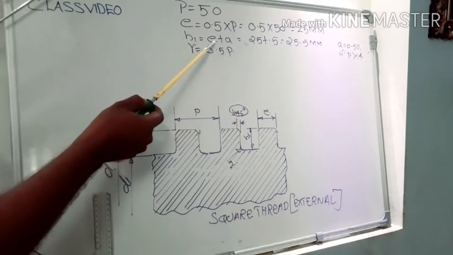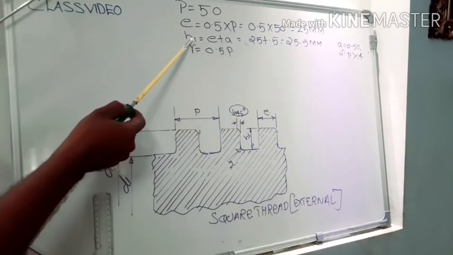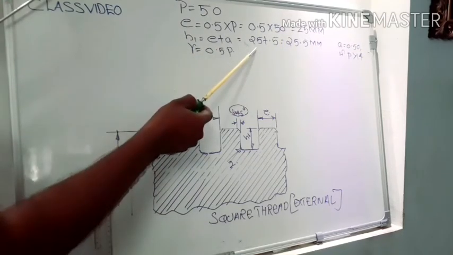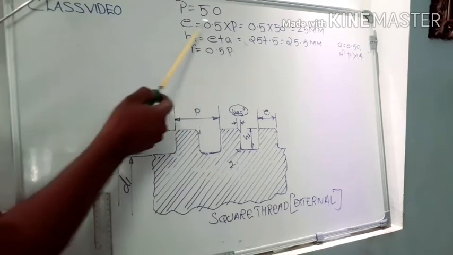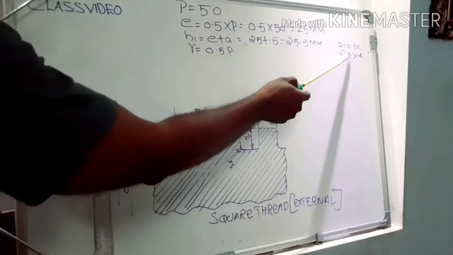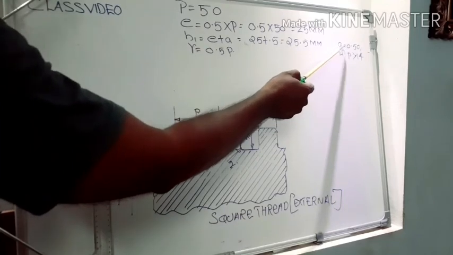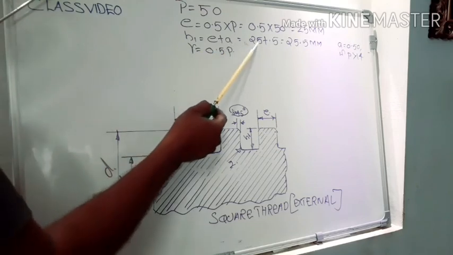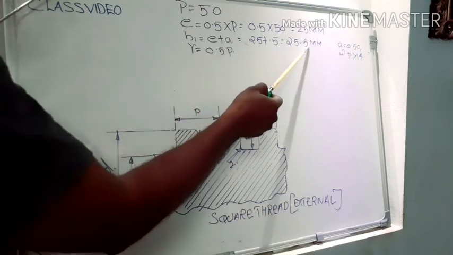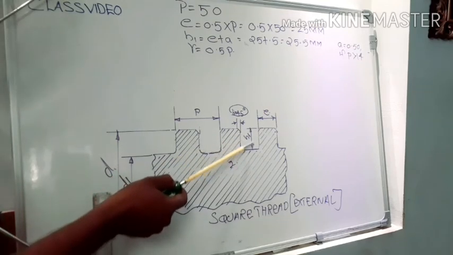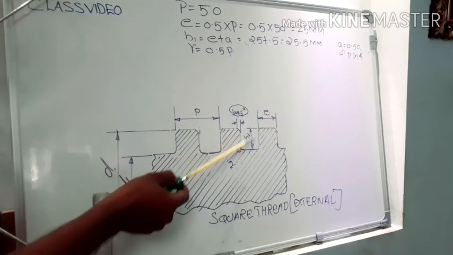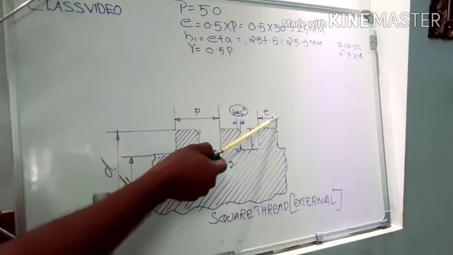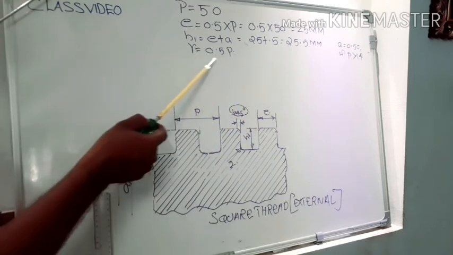We have a formula to find H1, that is E plus A. E is here, that is 25 mm, and our pitch value is 50 mm, which is greater than 40. So we select the A value as 0.5. So total H1 is equal to E plus A, 25 plus 0.5, which is 25.5 millimeter. That means this height, this depth, is equal to 25.5 millimeter, and this distance is 25 millimeter.